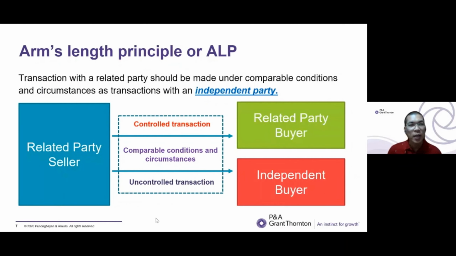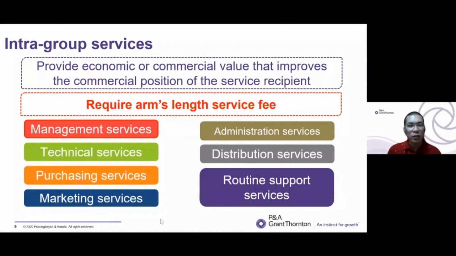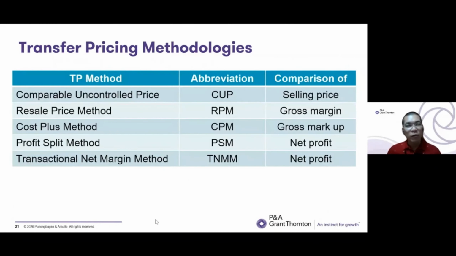It requires that a transaction with a related party should be made under comparable conditions and circumstances as transactions with an independent party. Related party transactions also include intra-group services. These are activities provided by one party within the group that provides benefits for one or more other members in the group. There are 5 transfer pricing methodologies. Number 1, comparable uncontrolled price, resale price method or RPM, cost plus method, profit split method, transactional net margin method.